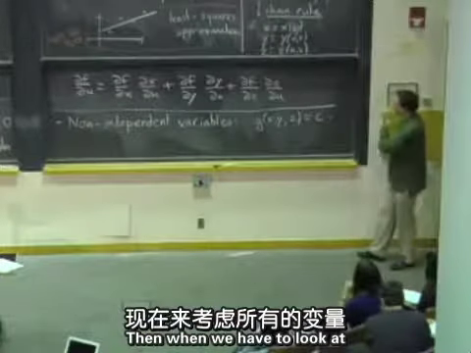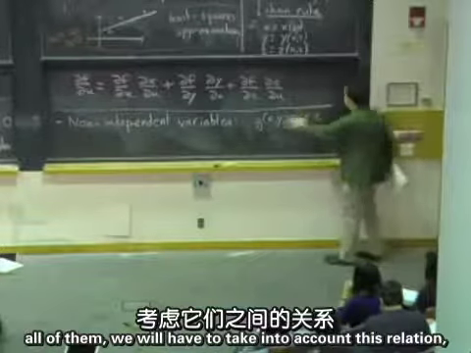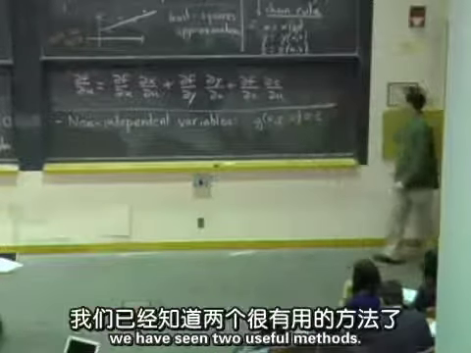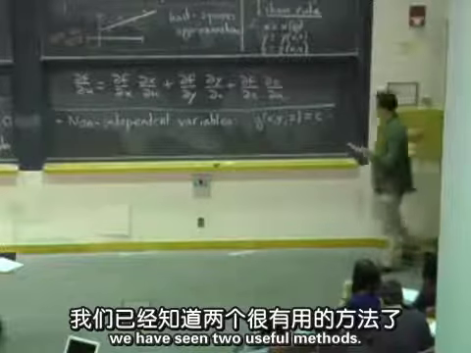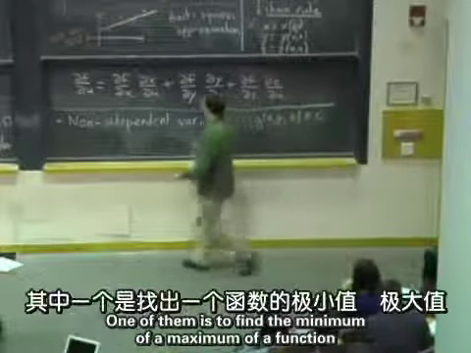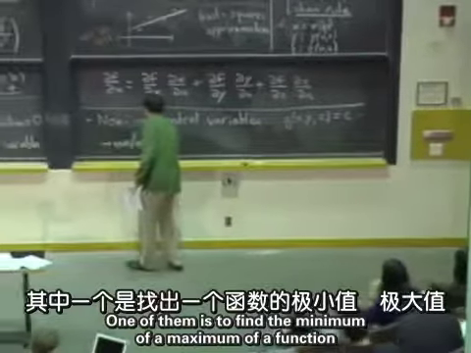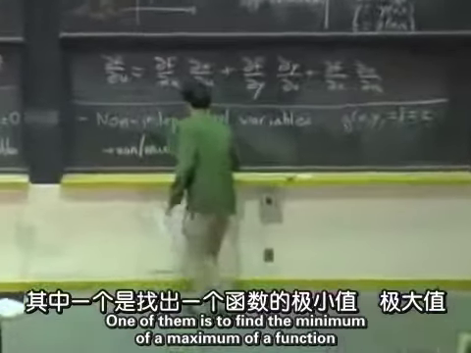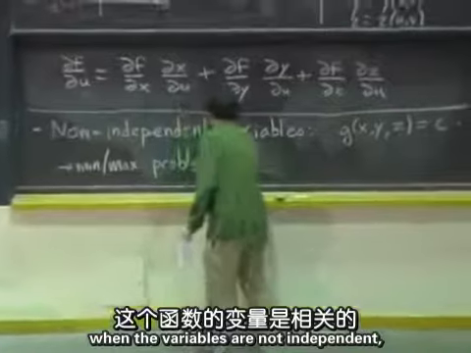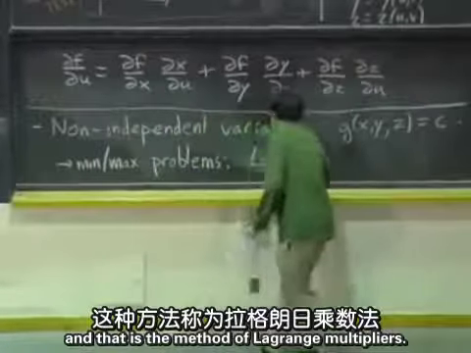So then when we have to keep all of them but take into account this relation, we've seen two useful methods. One of them is to find the minimum or the maximum of a function when the variables are not independent, and that's the method of Lagrange multipliers.